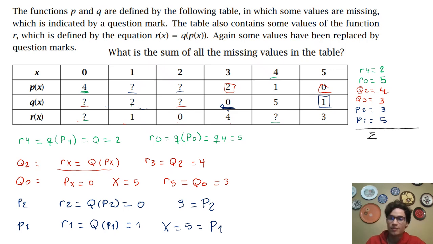So we got all the missing values, we just sum them. 5 plus 3 is 8, plus 3 is 11, plus 4 is 15, plus 5 is 20, plus 2 is 22. And this is the result of the problem.